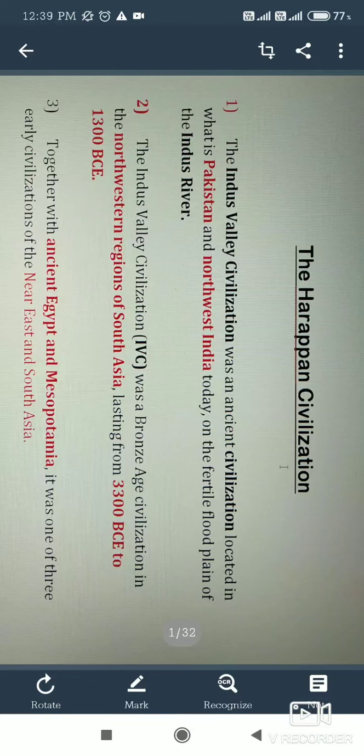Students, this is for 9th standard history, and this is the first chapter. The name of the chapter is the Harappan civilization. We'll discuss the civilization. I have written a lot of points regarding Harappan civilization, so now let's start the chapter.